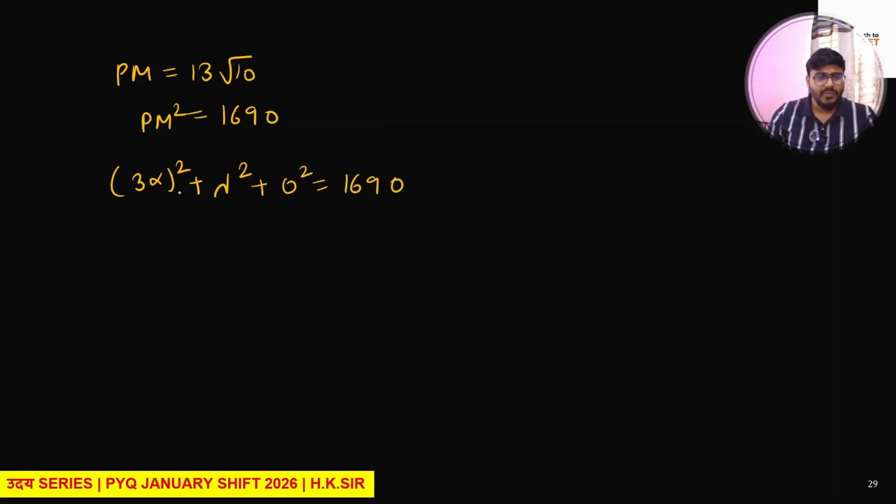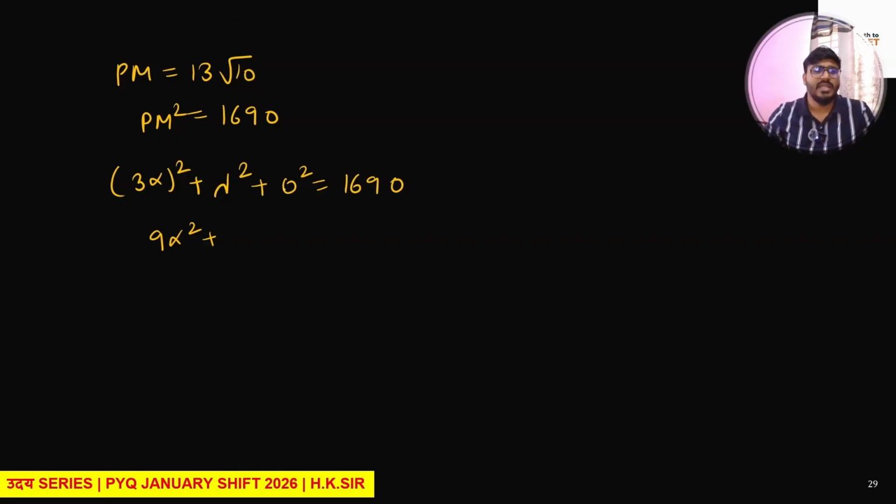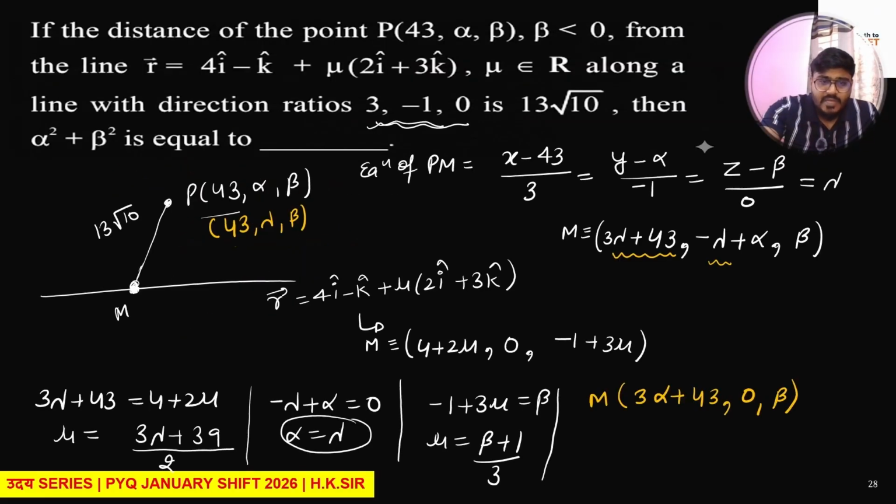So 3 alpha square, 3 squared is 9, 9 alpha square plus lambda square, and they are asking alpha square plus beta square. So what is lambda square? Lambda square is nothing but alpha square only, equal to 1690. So 10 alpha square equal to 1690. What is the value of alpha square? Alpha square is 169. This is the value of alpha square.